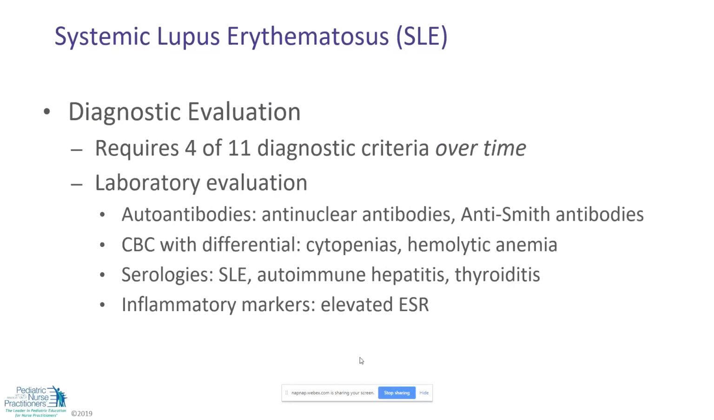When you're thinking about diagnosing a pediatric patient with SLE, it's important to note that over time, they would be required to have 4 of those 11 diagnostic criteria. And if you were performing a laboratory evaluation, you would obtain autoantibodies, including your anti-nuclear antibodies and anti-Smith antibodies, as well as a CBC with differential. And again, you're looking for cytopenias and evidence of a hemolytic anemia, your serologies that you could send, and also inflammatory markers. And you would expect to see an elevated ESR.